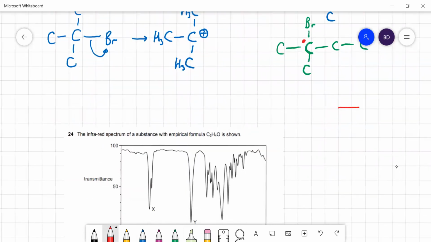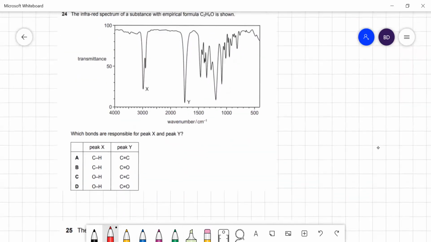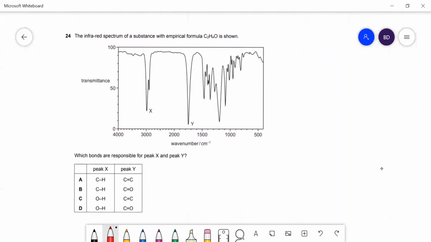Right, here we have an infrared spectrum. It's got oxygen in it, C2H4O. Which bonds are responsible for peak X? Well, peak X is right in the middle of the carbon-hydrogen region, so it's got to be A or B. It's either got to be a C=C double bond or a C=O double bond. Well, that one looks very like a carbonyl. B is the answer there, rather than a carbon-carbon double bond, which is in a similar region, but they tend to be a little bit shallower, like that sort of thing. So B is the answer.